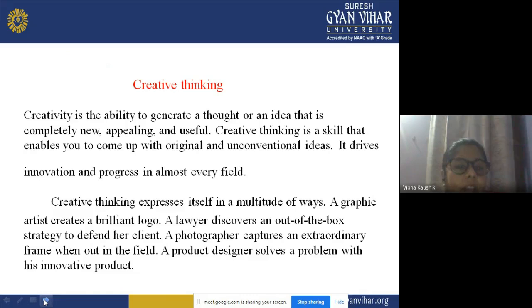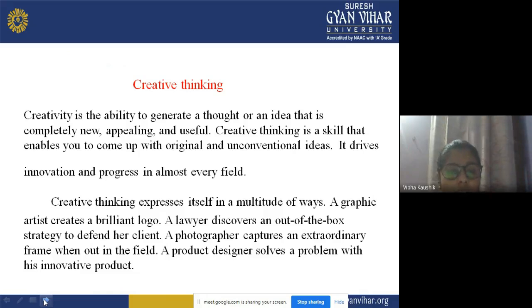Now, what is creative thinking? Creativity is the ability to generate a new thought, or an idea that is completely new, unique, and not used before. Appealing and useful. And the second thing, it must be useful. What we are creating must be useful to other people.